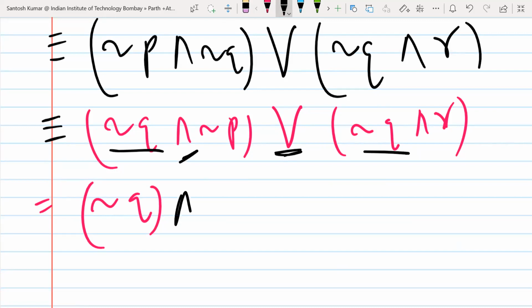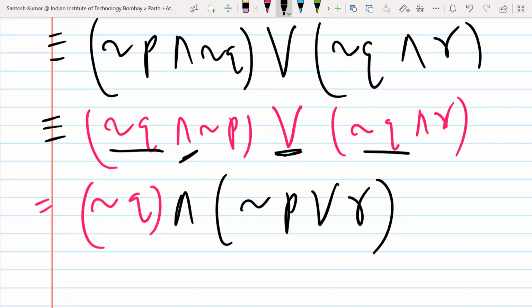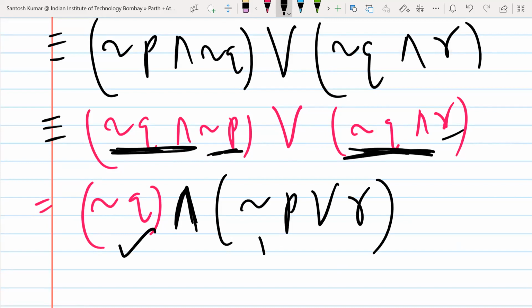First this sign, and negation of P or R. So look carefully. This we took common: not Q, intersection, or not Q, and we have not P or R. If you break this, you will get the same thing: not Q and not P, or not Q and R.